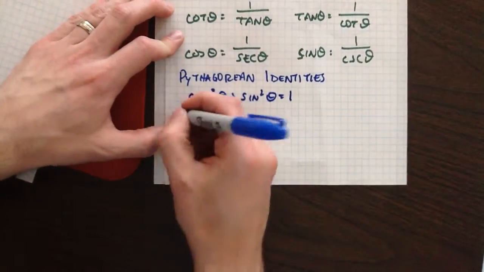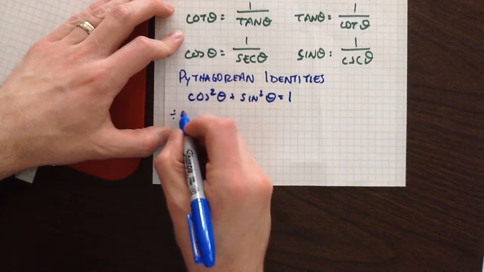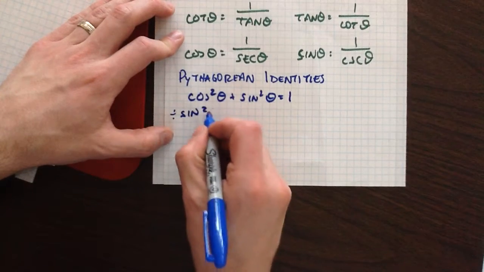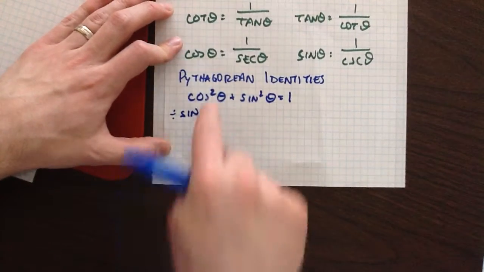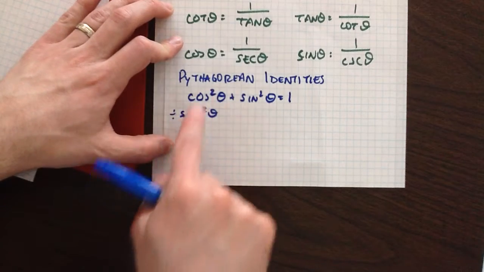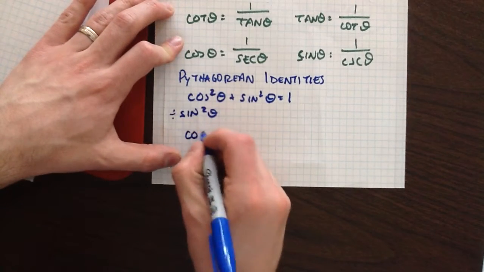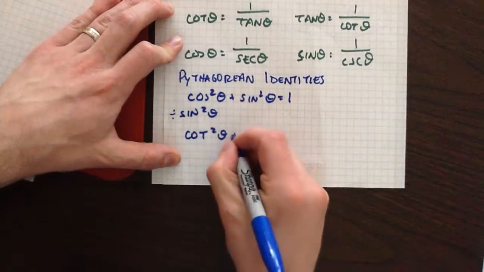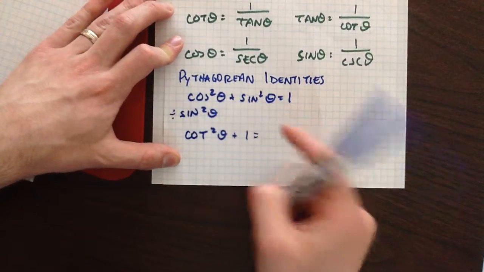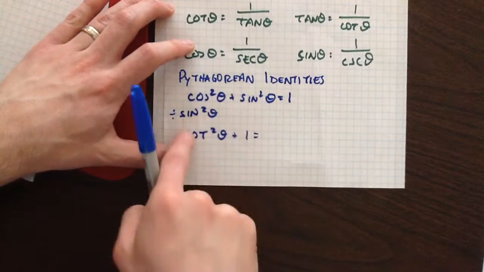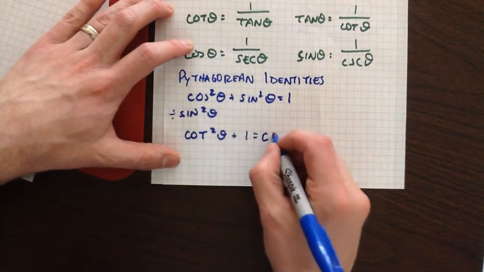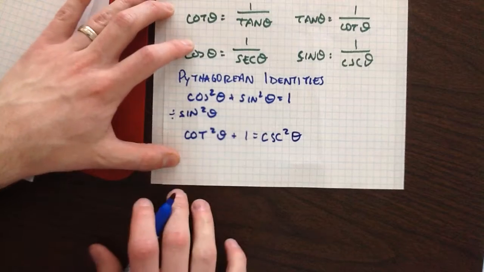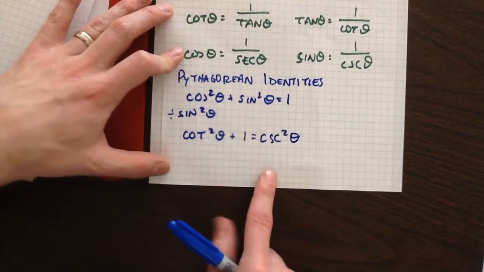If I divide the entire equation by, say, sine squared, cosine squared divided by sine squared, well, cosine over sine is cotangent. We've got cotangent squared. Sine squared divided by sine squared gets us 1. 1 divided by sine squared, 1 over sine is cosecant. That's going to yield cosecant squared. We've got a connection between two different values.